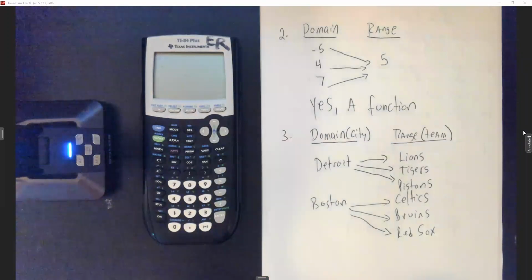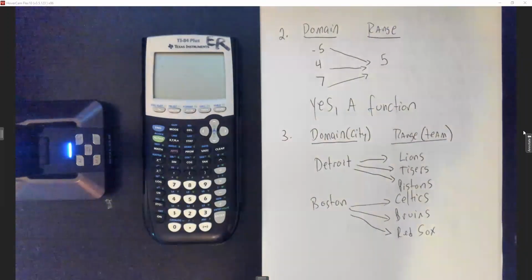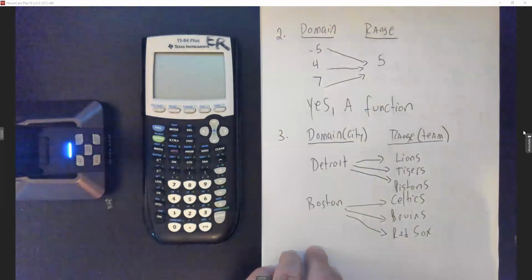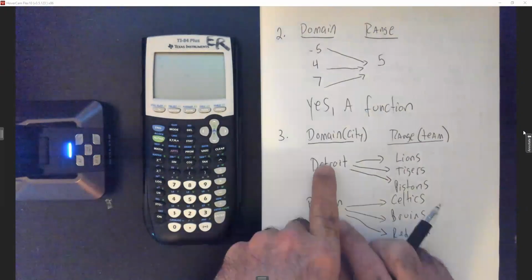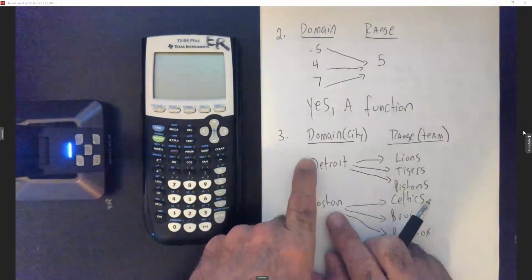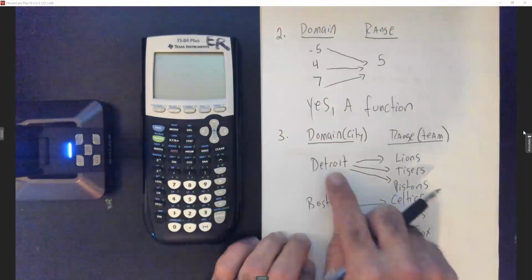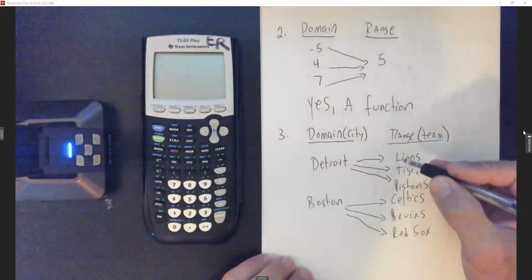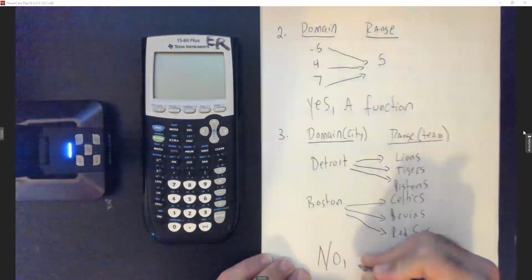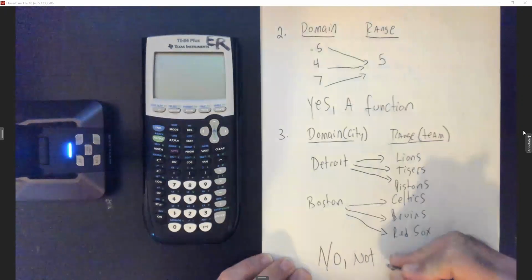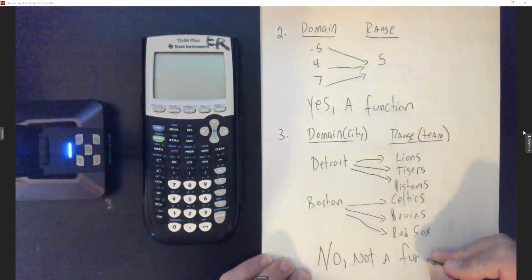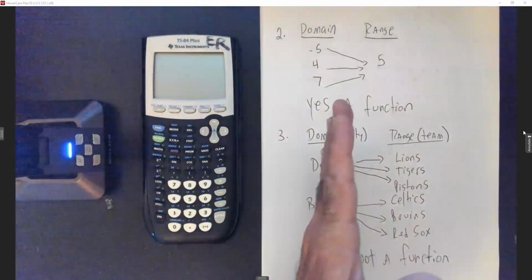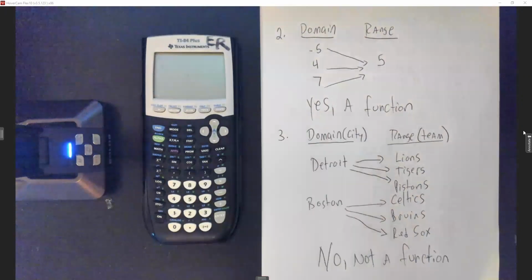No. Oh, I got you on that, didn't I? Because remember, you got your domains over here. Your domains are the Detroit and Boston. Remember, for this to be a function, they can only point to one team. One way. So since they're pointing to 3 teams each, you got to put no, not a function. Okay? So remember, focus on your domain and make sure they've only got one of those ranges, okay?